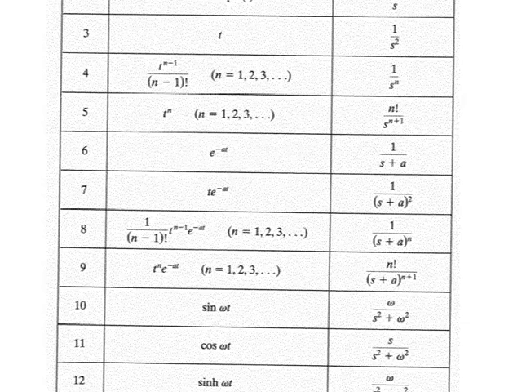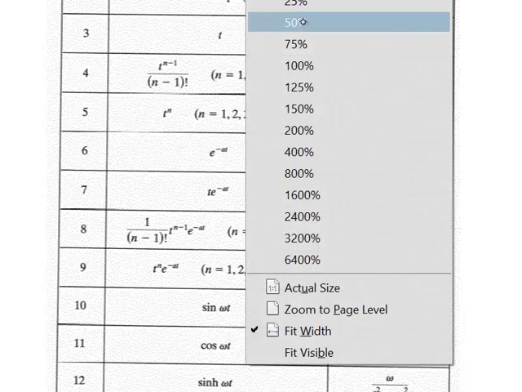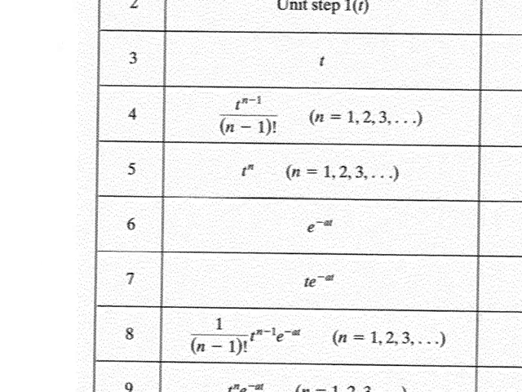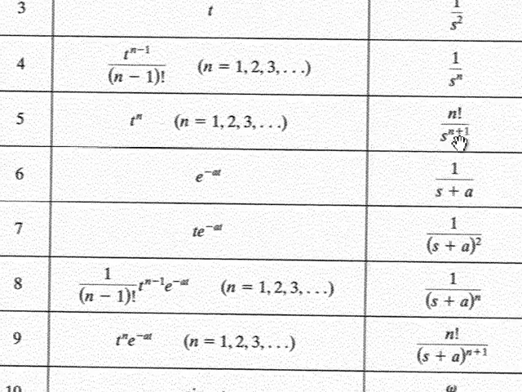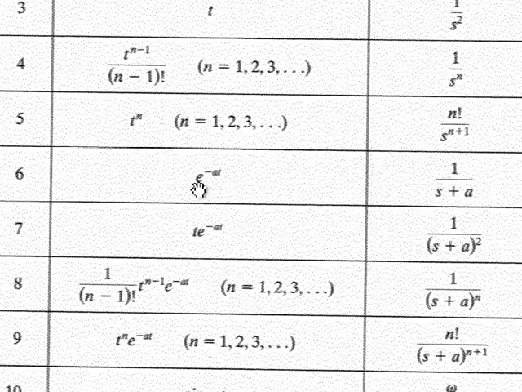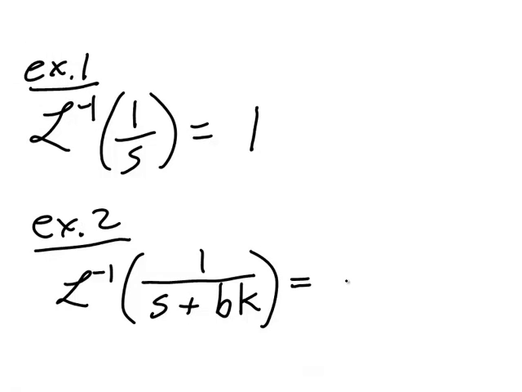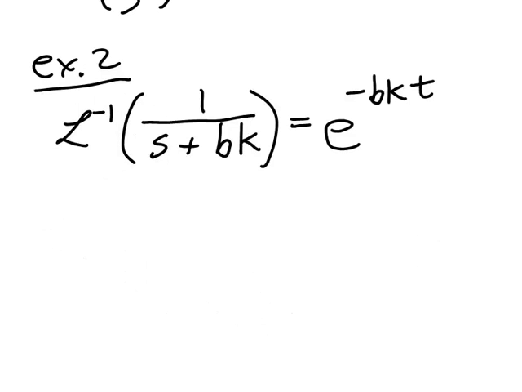So we can see that the inverse Laplace of this function here is e to the minus at. I'll zoom in a little bit here so you can see this a little bit better. 1 over s plus a has the inverse Laplace transform e to the minus at. So here, the inverse Laplace of our function will be e to the minus b times k times t. Let's look at another example.